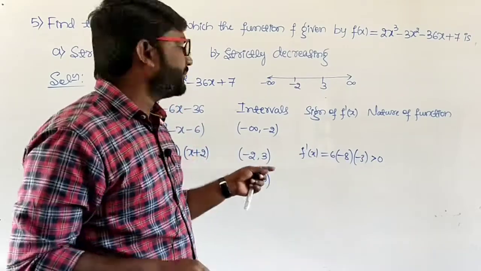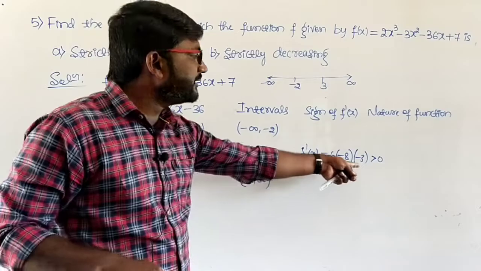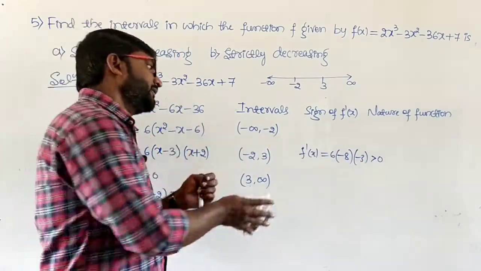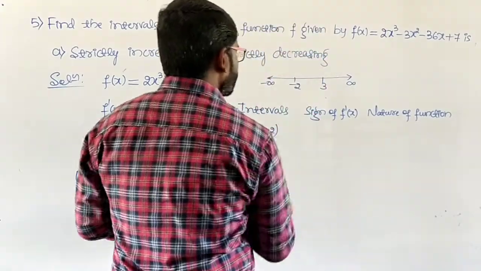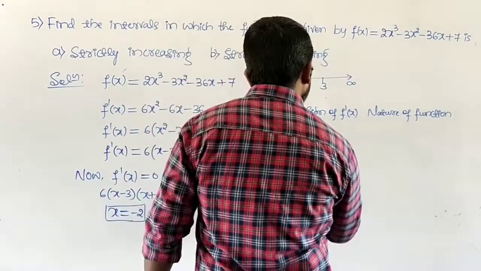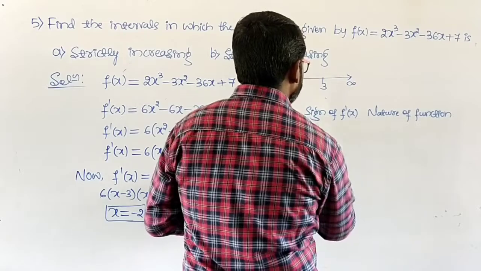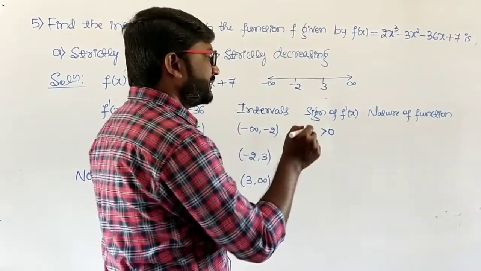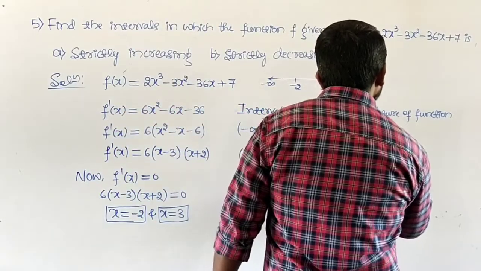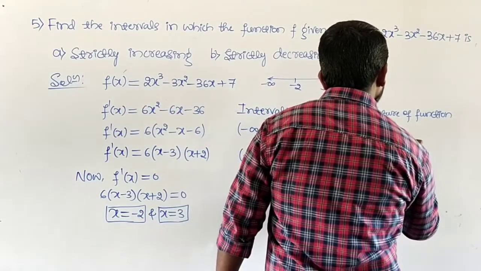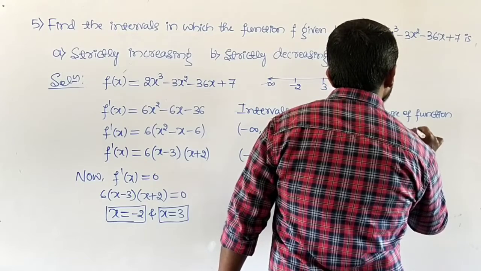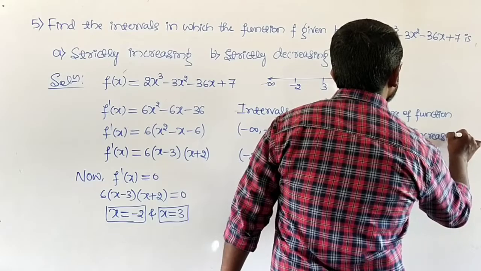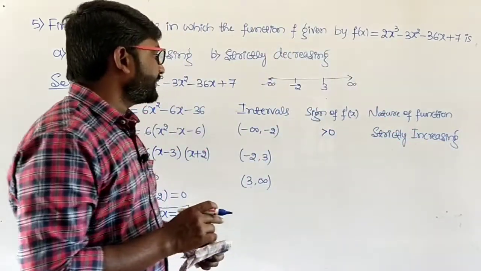You can take other values also. You can take minus 7 and analyze. Again you get greater than 0. And you can take minus 10, minus 20 and so on. So in this particular interval, f dash of x is greater than 0. So the sign of f dash of x will be greater than 0. If it is greater than 0, then it is strictly increasing. Then let us take up the second interval now.